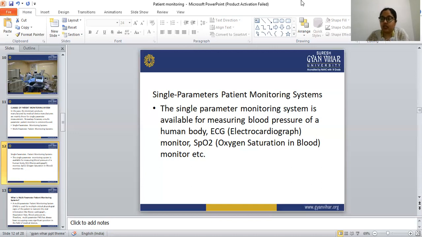And with the computerized patient monitoring system, they can also detect drug interactions. They can give information about drug food interaction, drug disease interaction, and drug laboratory test interactions. So all of these are possible with the help of the computerized patient monitoring system.